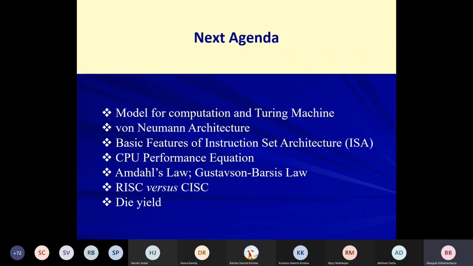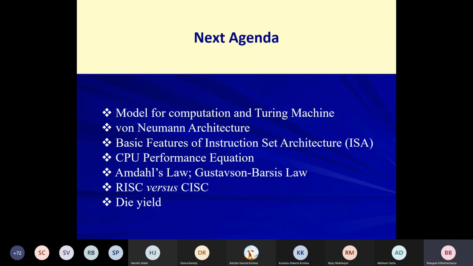So our agenda for the next two classes is something like this. We would introduce the model of computation and what is known as the Turing machine, and then we would talk about one of the most important concepts in computer architecture, which revolves around what is known as von Neumann architecture, basic features of instruction set architecture, and then we'll introduce the CPU performance equation and Amdahl's law, and touch upon RISC versus CISC, and if time permits, we'll talk about die yield and so on.